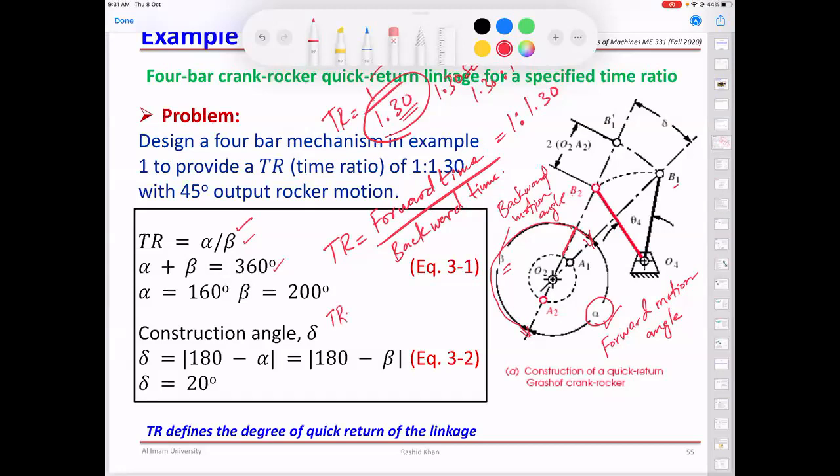Okay, so time ratio equals 1 over 1.30. So it is alpha over beta. So I can say beta equals 1.30 of alpha.